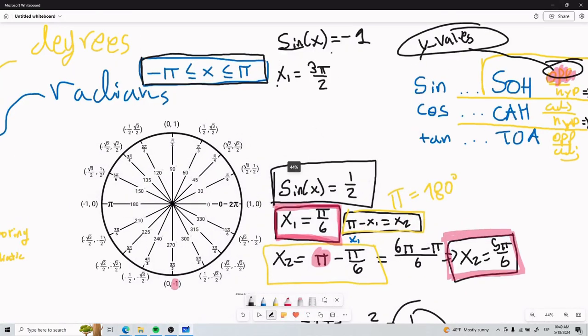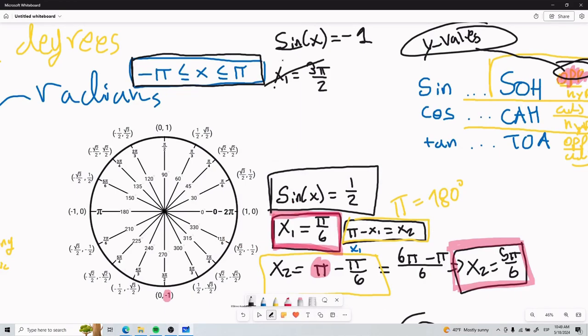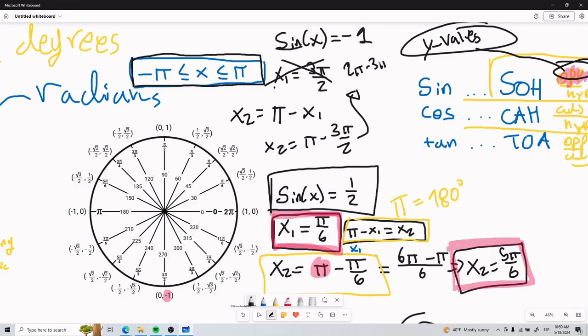So x1 gave you 3 pi over 2, which does not work, not within the domain, but your x2 for this solution is going to be pi minus x1. So it's going to be pi minus 3 pi over 2. You leave it all in the same sort of fraction denominator thing. So it's going to be 2 pi minus 3 pi divided by 2, which is just -pi over 2. And so your last answer is -pi over 2.